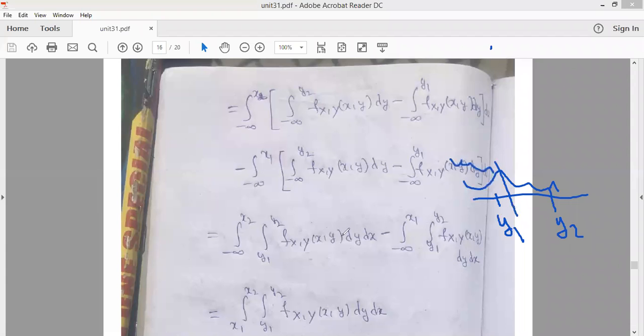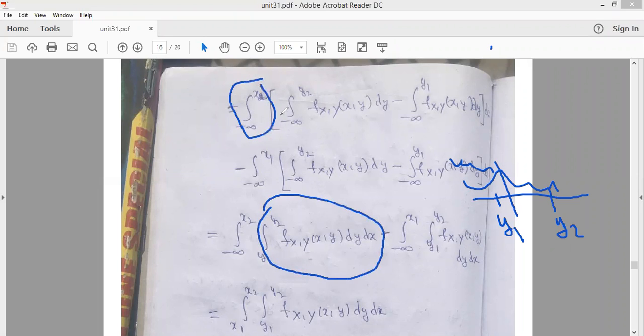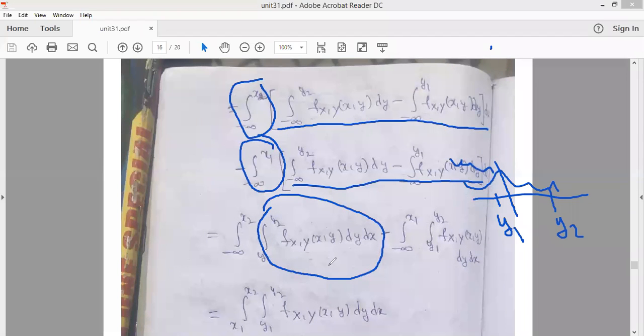Okay. So that is why, what are the limits here? The limits are y1 to y2, whereas this x limits we have taken the same thing, only we are combining these two terms. Similarly here also we are combining these two terms. So the limits of y will be y1 to y2 fxy of x comma y dy dx. Okay. What are the x limits? The x limits are minus infinity to x1. Now we have combined y limits, now we combine x limits also.